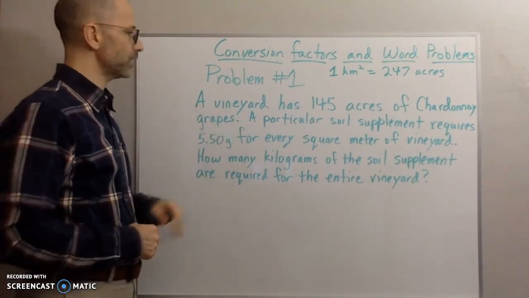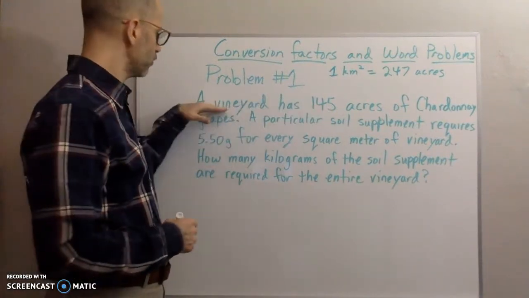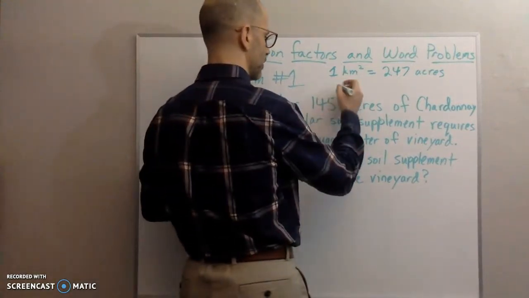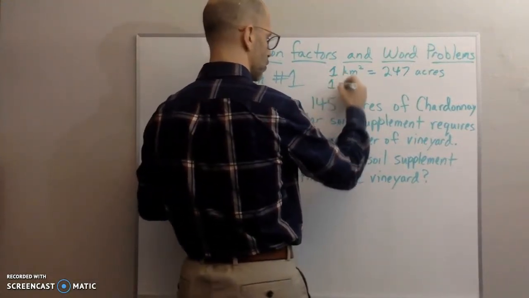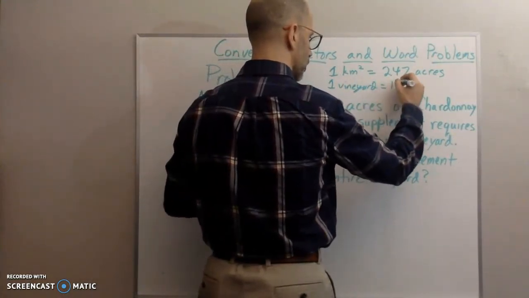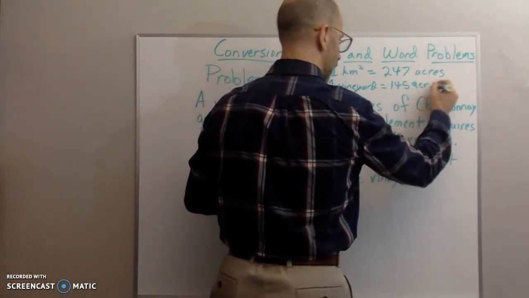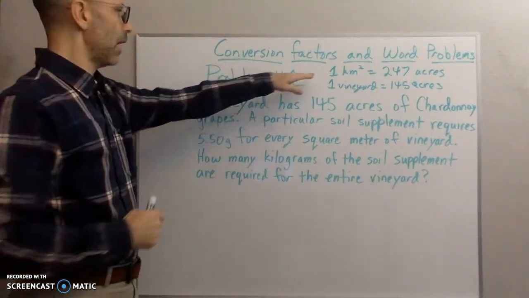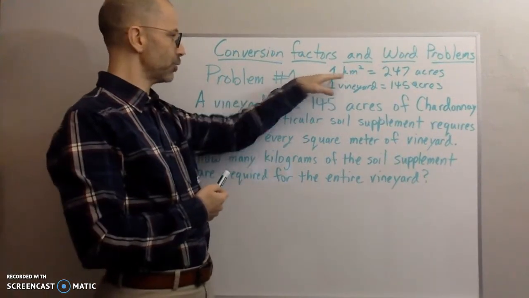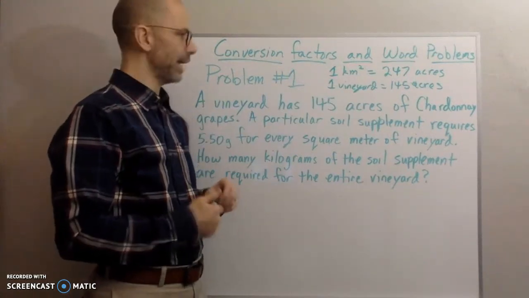It says a vineyard has 145 acres of Chardonnay grapes. So this one vineyard is 145 acres. Let's write that down: one vineyard is equal to 145 acres. Now this, they already gave you in the problem. They told you that 1 kilometer squared of area is equal to 247 acres.